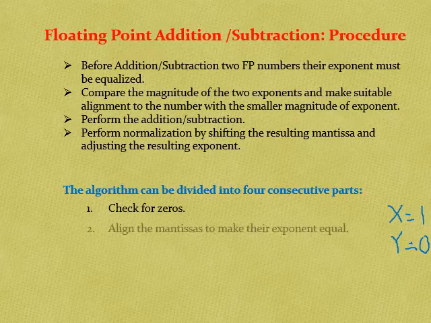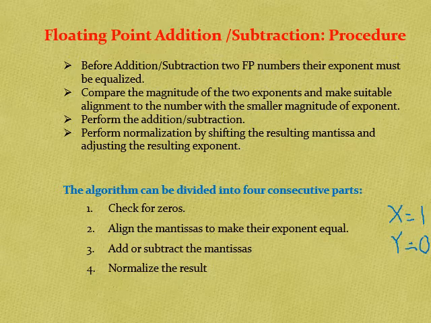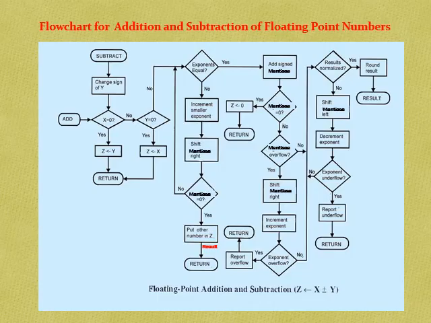0 or not. After that we have to align the mantissa to make the exponents equal. That means if the exponents are not equal, we have to shift the mantissa so that the exponents become equal. After that we go for addition or subtraction, and lastly normalizing the result. So these are the 4 basic parts of the algorithm for addition and subtraction of floating point numbers. Now we will see the flowchart for addition and subtraction and see how it works.